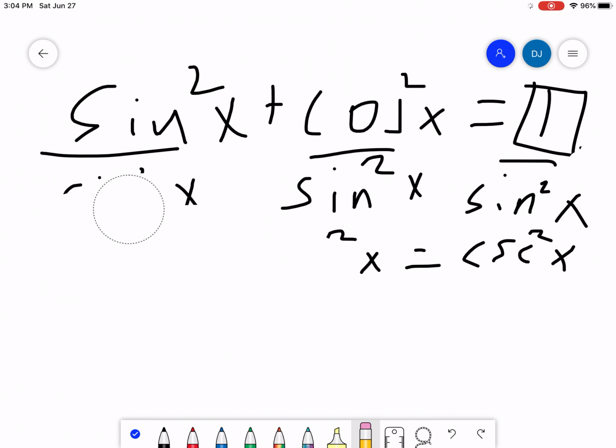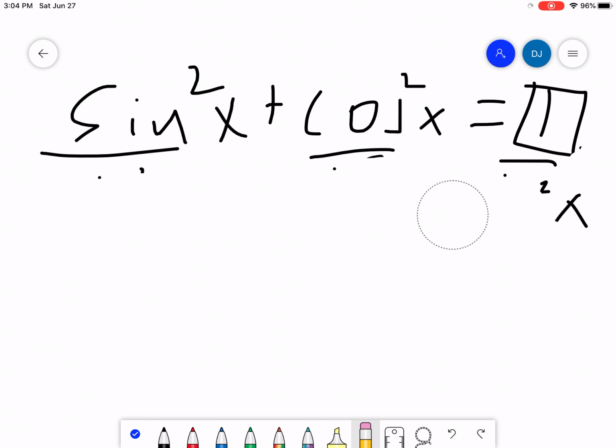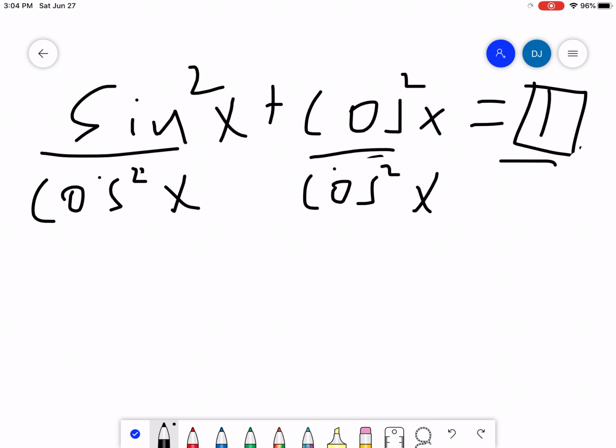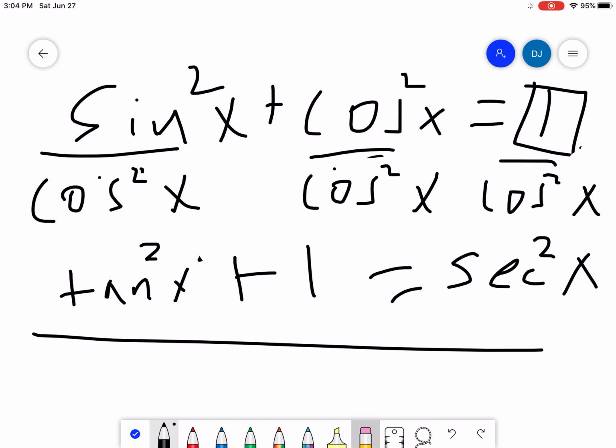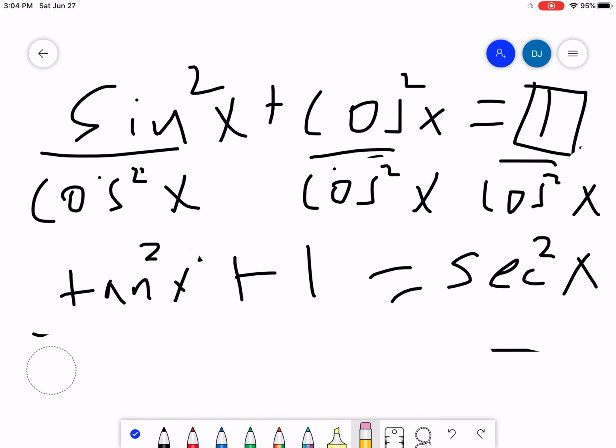Okay, so let's talk about what happens if we divide everything by cosine squared of x. Let me just write it actually. If we divide the whole equation by cosine squared of x, we know that sine over cosine is the same thing as tangent, but since there's a square, we write a power of 2, and the 2 should actually be before the x. And then cosine squared of x over cosine squared of x cancels out to 1. And then 1 over cosine squared of x is the same thing as secant squared of x. So these identities are derived now. And those 2 identities are important to know.